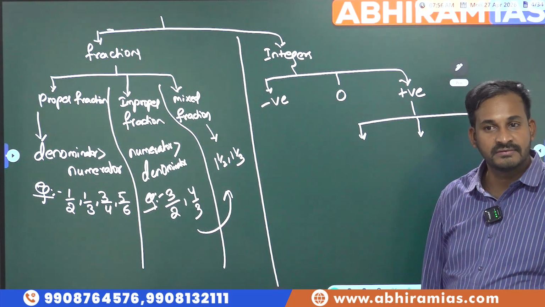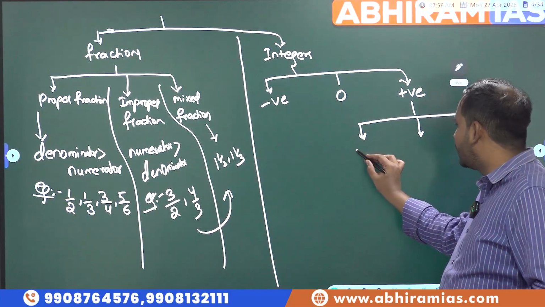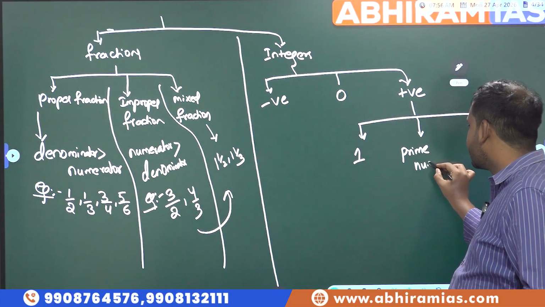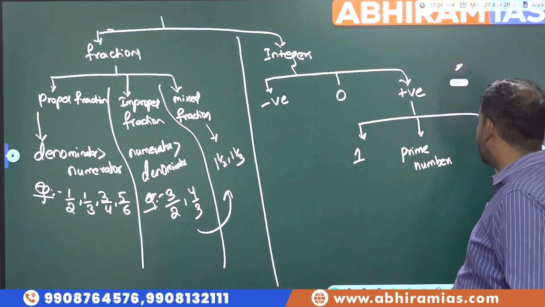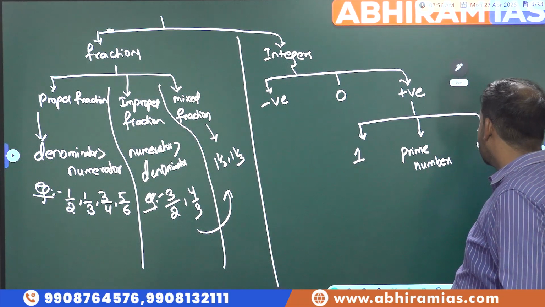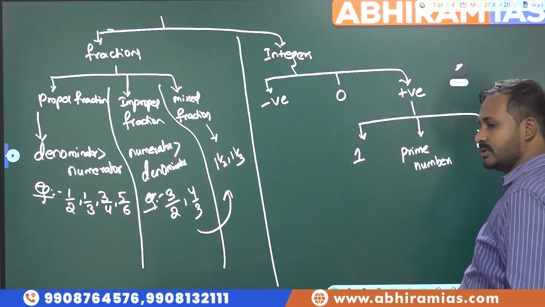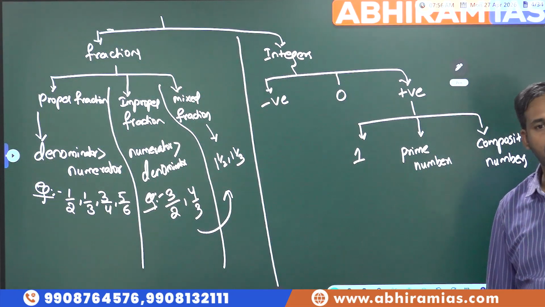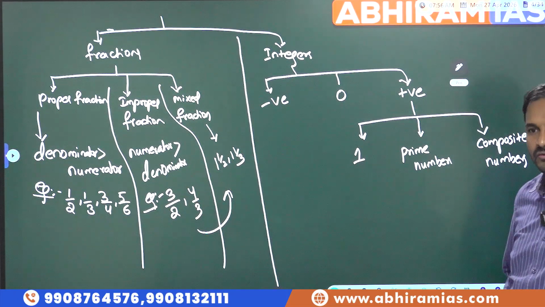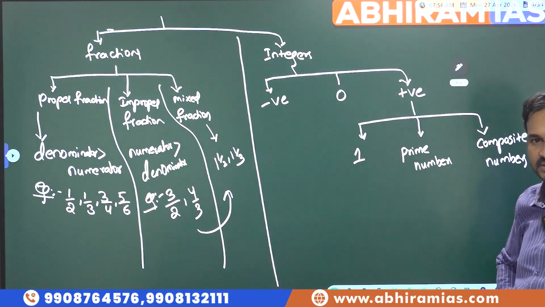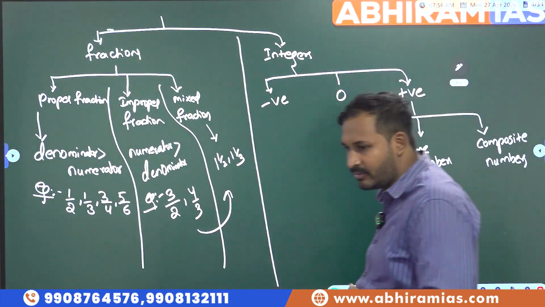What are those? 1, prime numbers, composite numbers. 1 is neither prime nor composite. It does not belong to either. So please write down this one up to here. This terminology is very, very important for us.